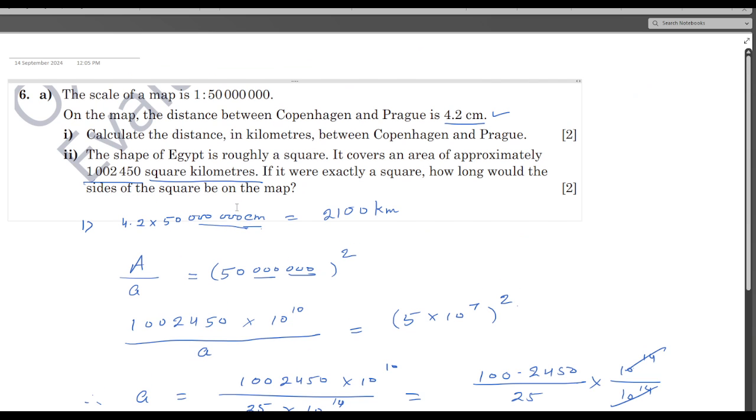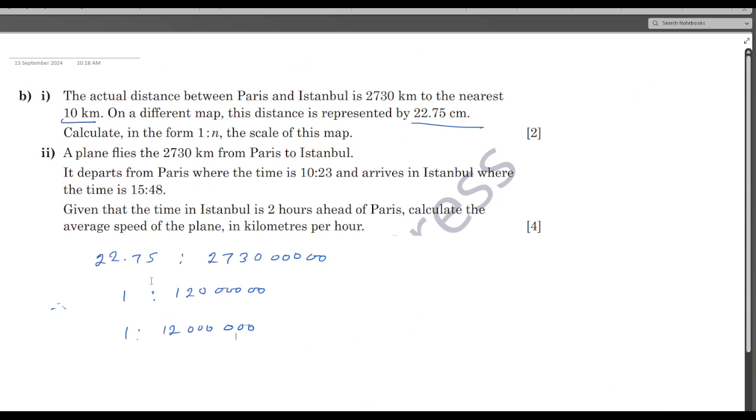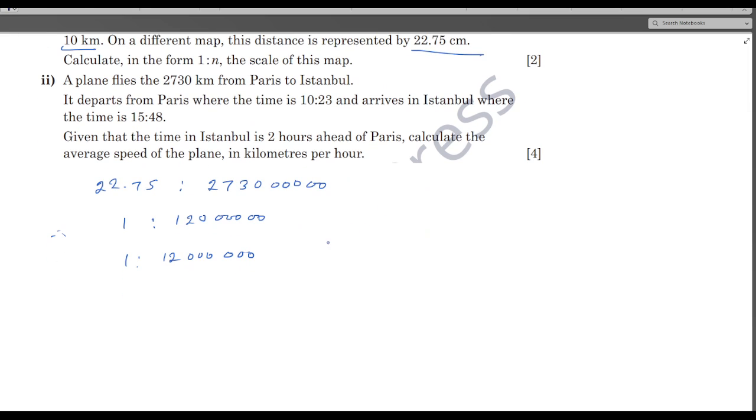This is your question number 6b. Question number 6b, your scale is 1 ratio 1 to 12,000,000. Okay, so the value of n here, therefore n is equal to 12,000,000.